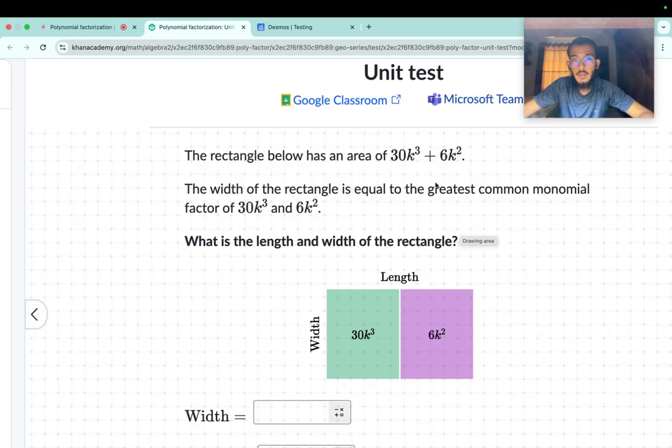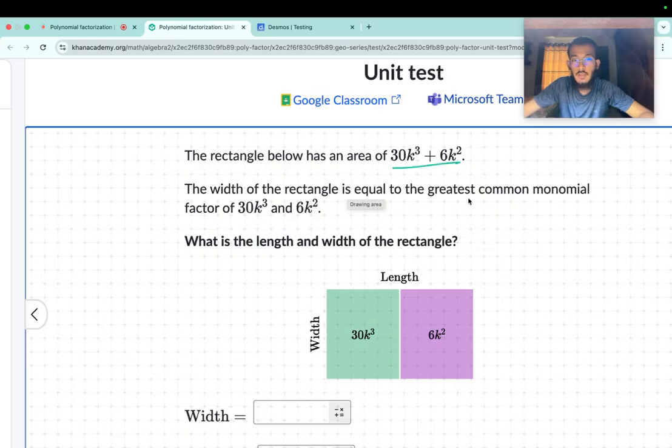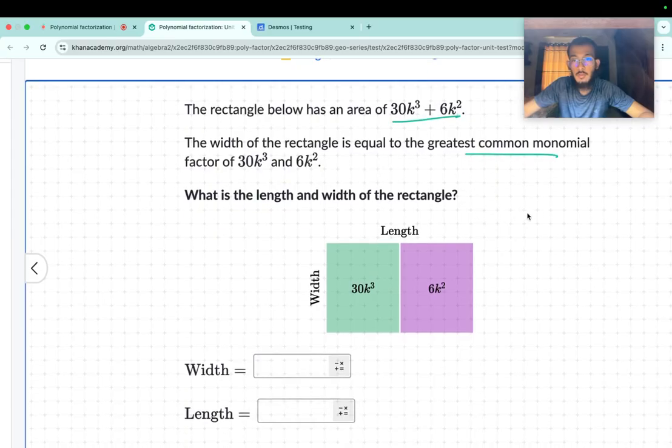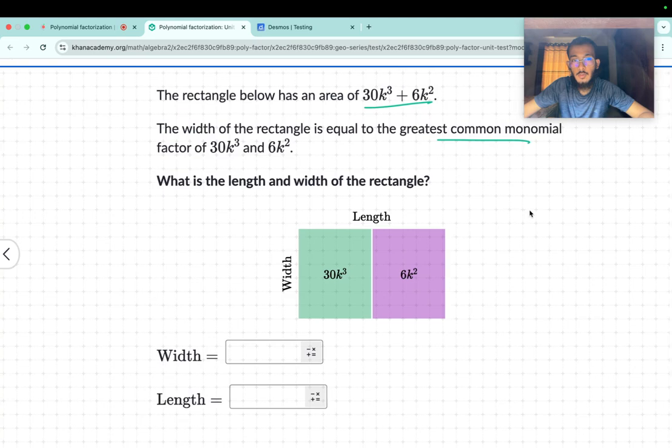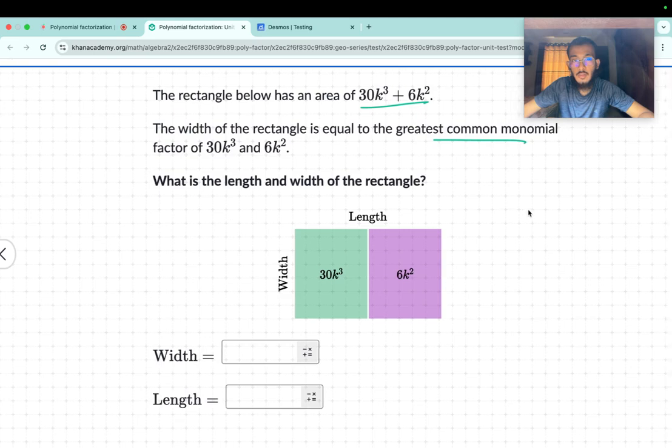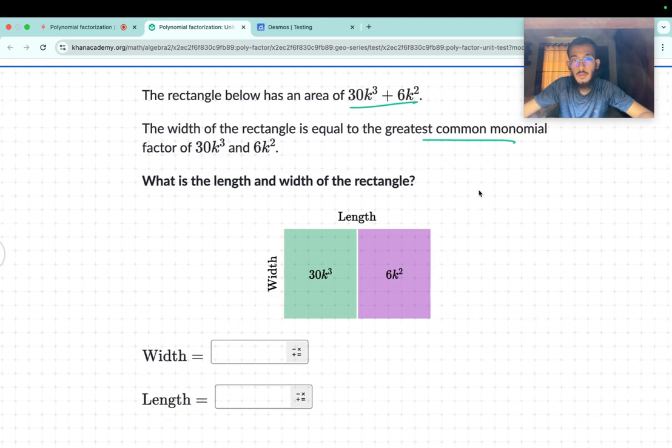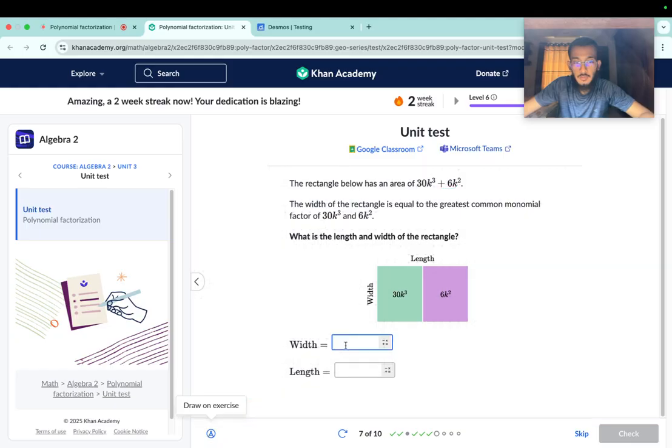The rectangle below has an area. The width of the rectangle is equal to the greatest common monomial factor. What is the length and width of the rectangle? So width would be the greatest monomial factor of 30k cubed plus 6k squared. That means 6k squared is the factor. If we take out 6k squared, we have 5k plus 1. So width is 6k squared.